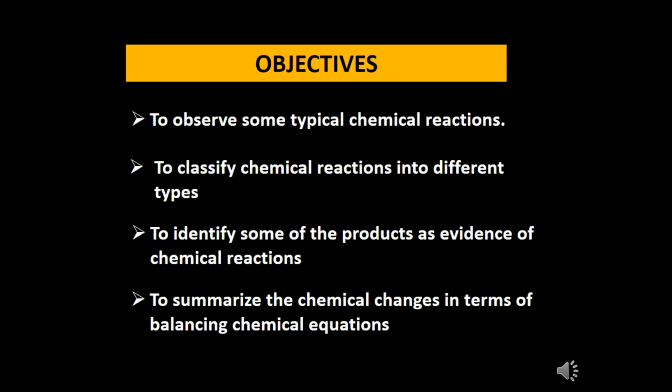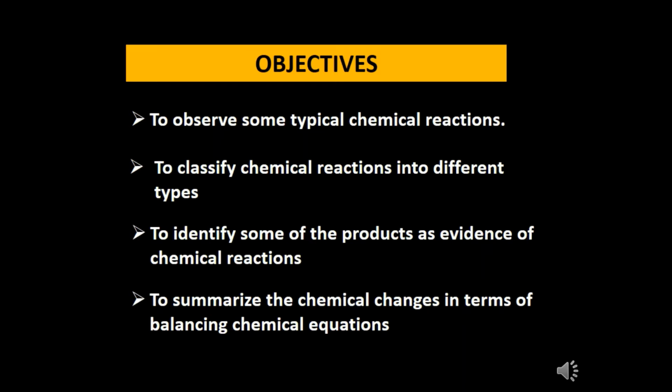The third objective is to identify some of the products as evidence of chemical reaction. This is a very important one because when a chemical reaction is happening, sometimes we don't know exactly what is going to happen inside it. In the types of chemical reactions we are doing, we will definitely observe the evidence, meaning we will observe the proof of the chemical reaction. This proof gives us indications that the chemical reaction is in process. We will talk about it in detail, what the evidences of a chemical reaction are.